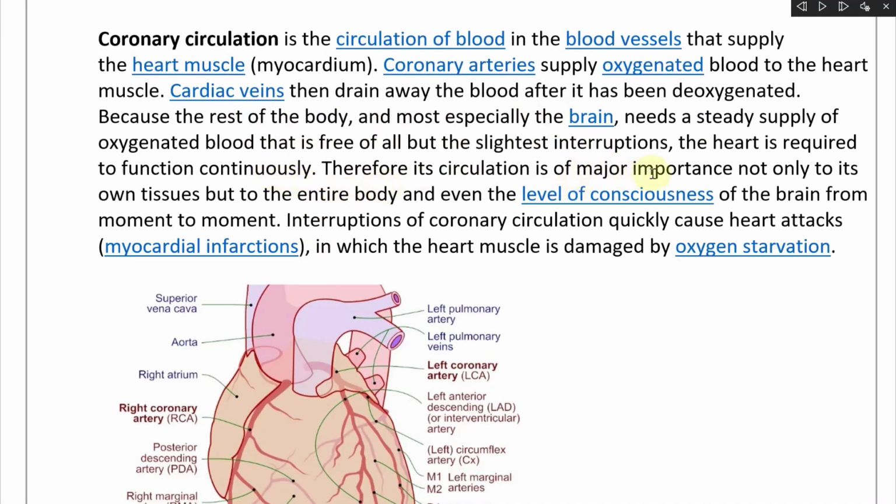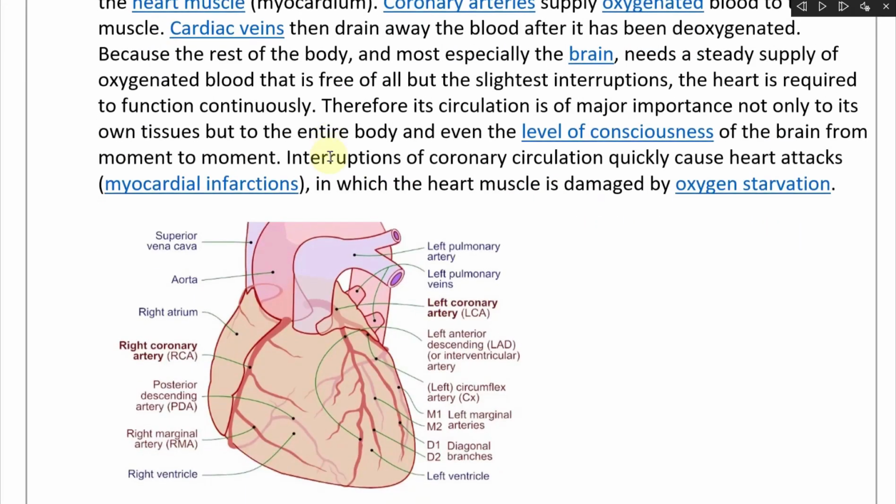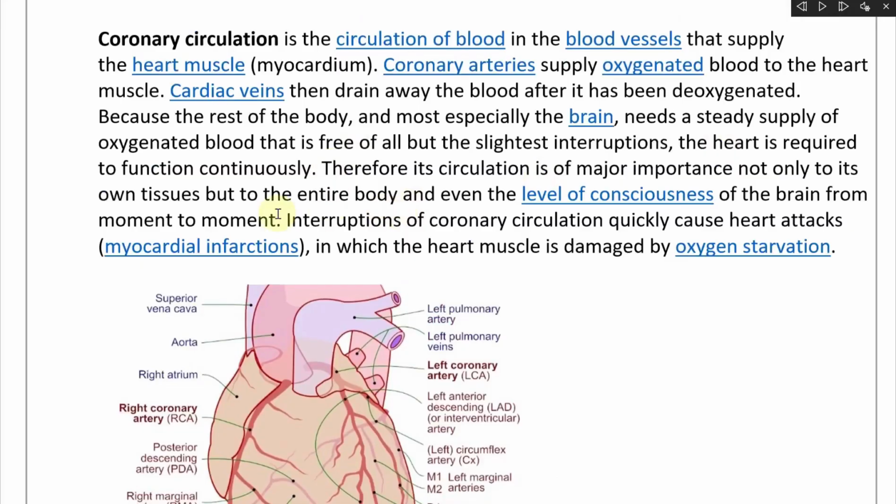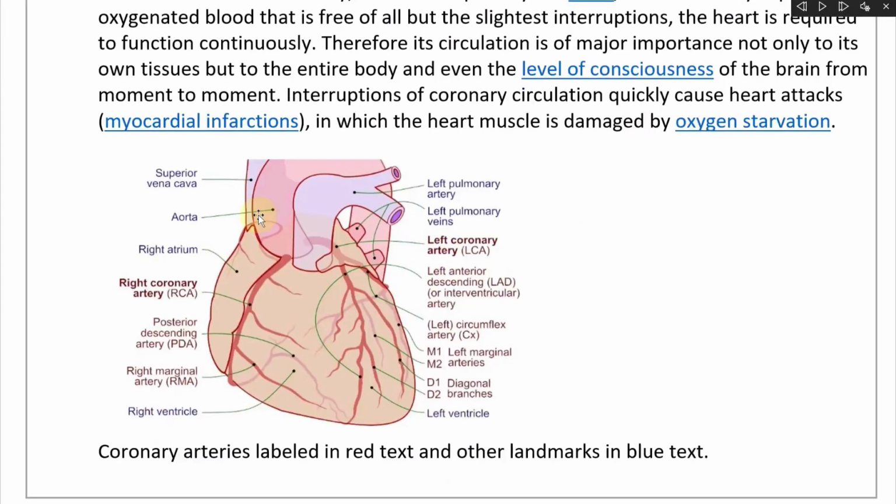Therefore, its circulation is of major importance, not only to its own tissues, but to the entire body, and even the level of consciousness of the brain from moment to moment. If you hold your breath for longer than a few seconds, you'll realize you need that oxygen. Interruptions of coronary circulation quickly cause heart attacks, myocardial infarctions, in which the heart muscle is damaged by oxygen starvation. All right, let's take a look at some of these veins right here.